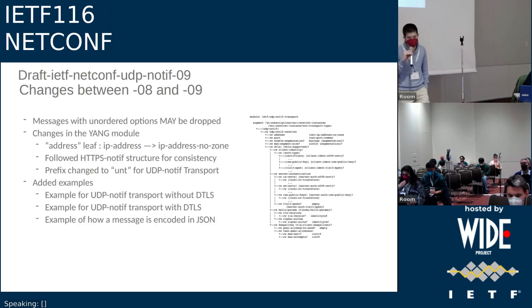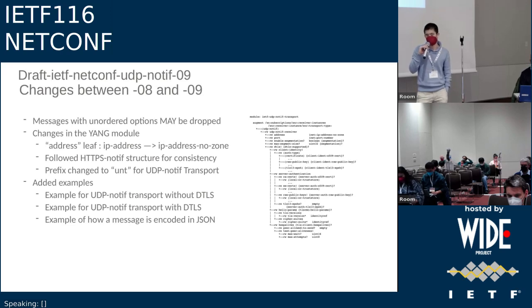Next slide, please. Some other changes that have been made in this last iteration. We added the phrase that messages with unordered options may be dropped by the collector, and other big changes to the YANG module as decided at the last IETF in London. The address leaf has been changed to IP address no zone. And now we are following the HTTPS-notif structure to configure UDP-notif. And with that change, we also changed the prefix to UNT, standing for UDP-notif transport, to be more consistent and more explicit. Then at the end of the draft, we added three non-normative examples: one on how to configure UDP-notif without DTLS encryption, one with DTLS, and lastly, one example of how a JSON message could be encoded using this UDP-notif transport.